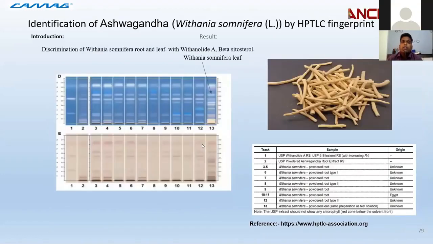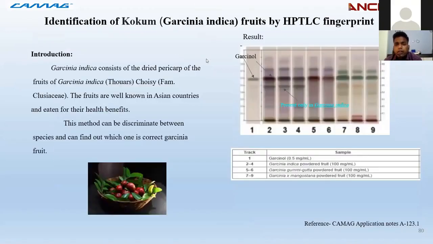Next is the identification of Ashwagandha, Withania somnifera. We know that there are two main components, withanolide A and beta sitosterol. So by using this HPTLC, you can go for identification of this Withania somnifera. For that they took the different roots of Withania somnifera from different regions, and then they compared with the beta sitosterol and withanolide A, and identified in the study.